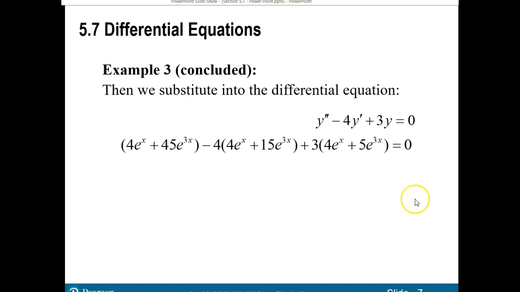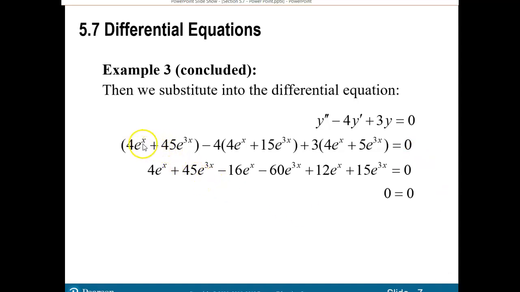So that was our given differential equation. So this is what we got for y double prime, minus 4 times what we got for y prime, plus 3 from here times what we were given for y, equals 0. So here they've just cleaned this up, distributing the negative 4 through here, distributing the 3 through here.